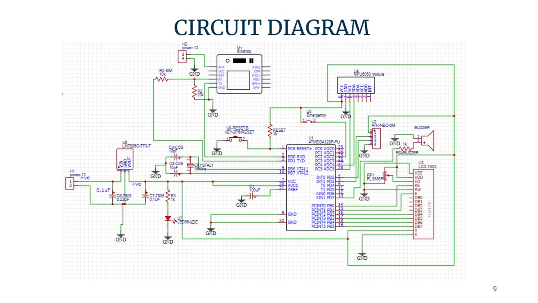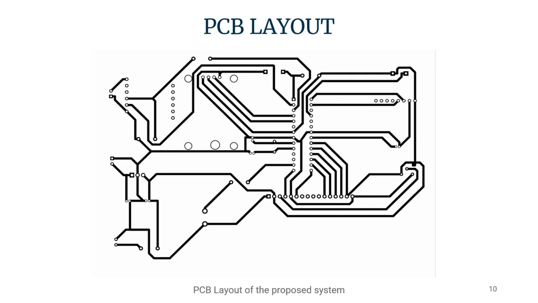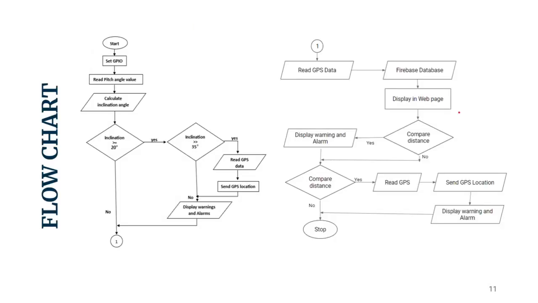And moving on, so this is the basic PCB layout. And moving on to the flowchart, so we begin by setting the GPIO pins, and then we read the pitch angle from the MPU 6050 gyroscope module, and then we calculate the inclination angle. And if the angle is greater than 35 degrees, we read the GPS data and send the current location with an alerting message to the concerned authorities.